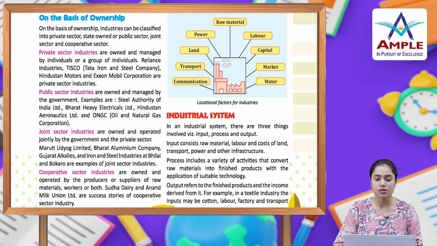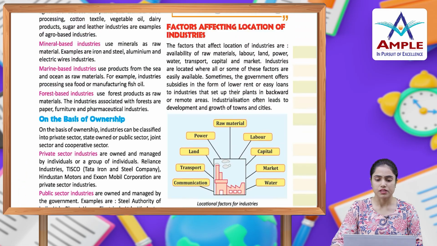Maruti Udyog Limited, Bharat Aluminium Company, Gujarat Alkalis and Iron and Steel Industries at Bhilai and Bokaro are examples of joint sector industries. Cooperative sector industries are owned and operated by the producers or suppliers of raw materials, workers or both. Sudha Dairy and Anand Milk Union Ltd are success stories of cooperative sector industry.